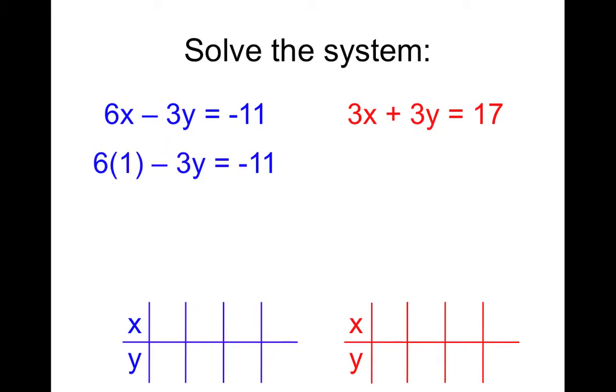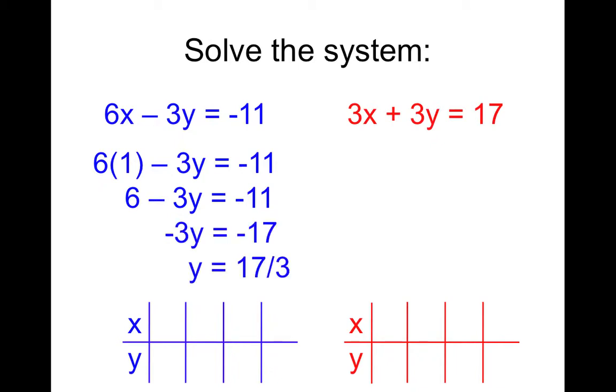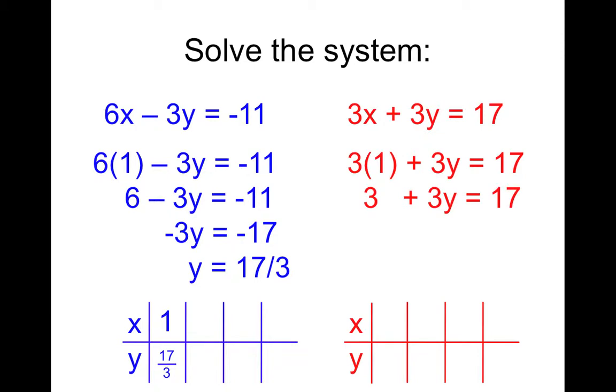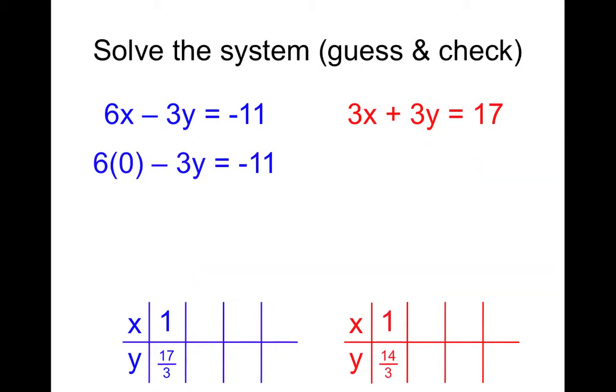Let's say if x is 1, what would y be? Well, we'll subtract the 6, divide by negative 3, y would be 17 thirds. So let's write that down. Okay, what about if x is 1 in the red equation? 3 times 1 is 3, subtract the 3 from both sides, divide by... oh shoot, it's not 17 thirds. So when x is 1, that's not the solution. We would call this guess and check.